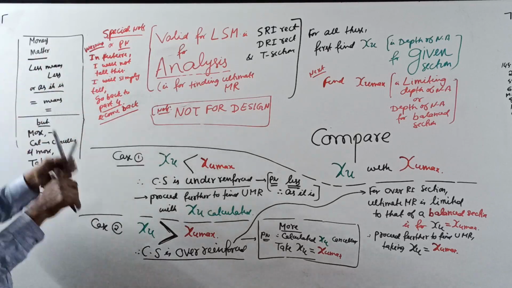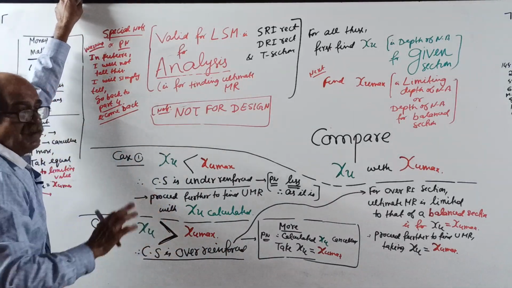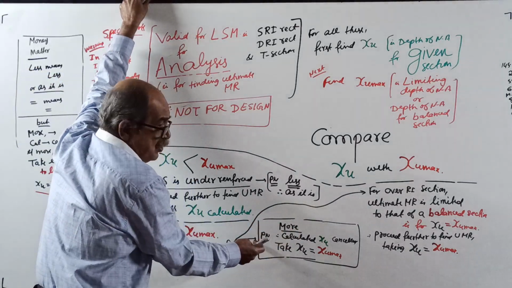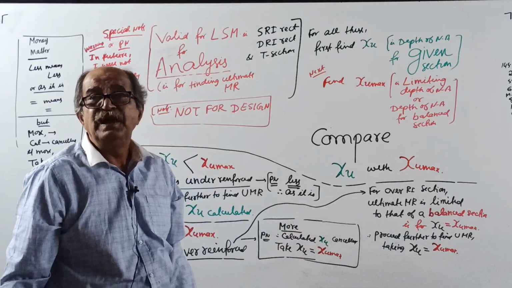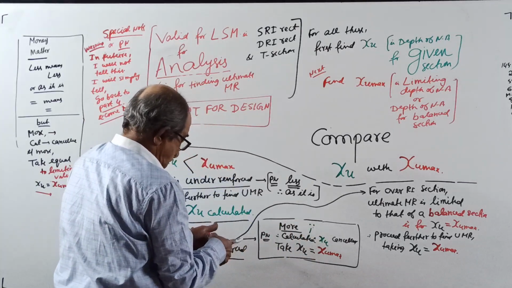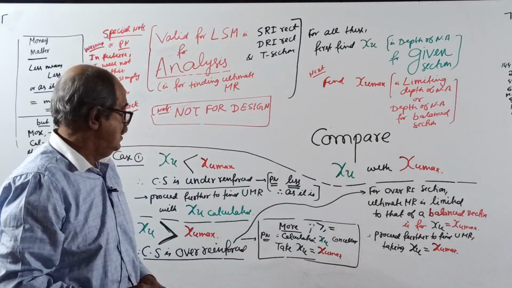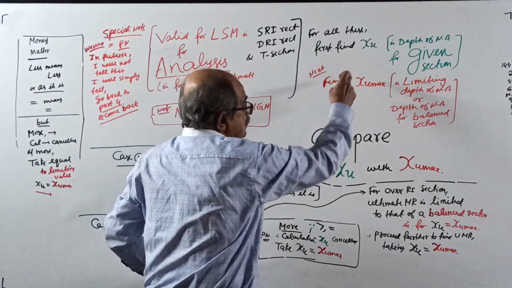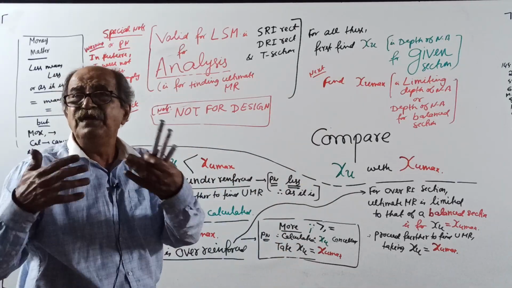I will tell where is money here. Now, case 2: XU more than XU max. Cross section is over reinforced. Personal note, don't write in the examination hall. Calculated XU cancelled. Why? Because more means equal, as I already told you. Take XU whatever is XU max. Calculated XU gets cancelled. See, now suddenly I change the color to black. Green value is cancelled.